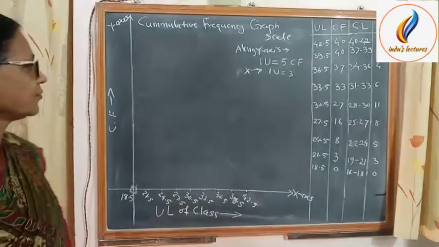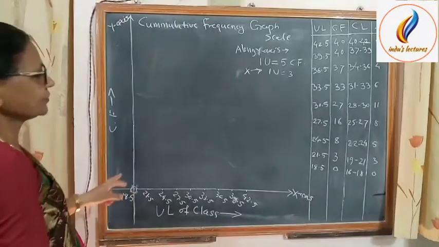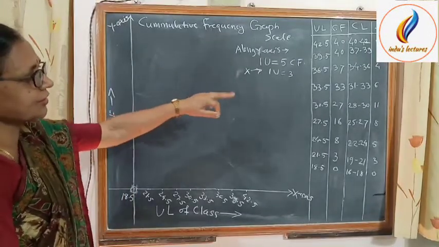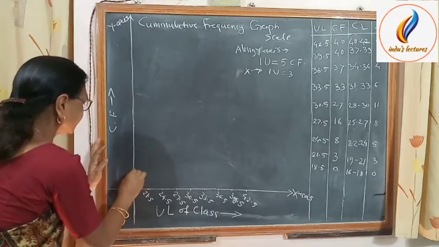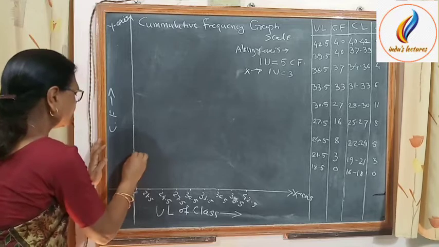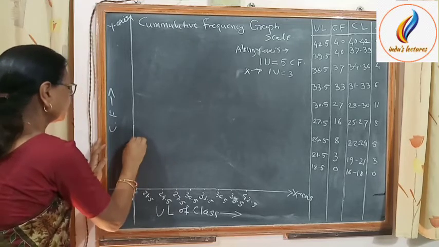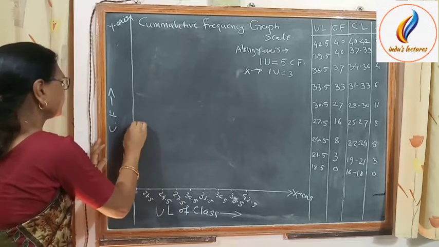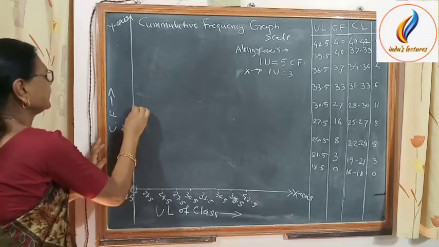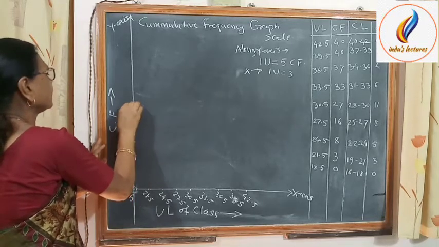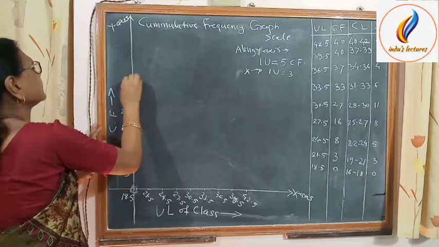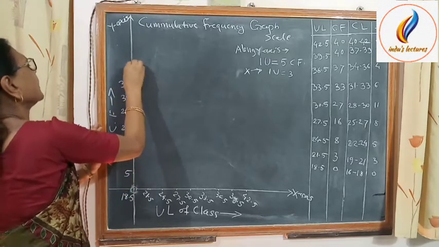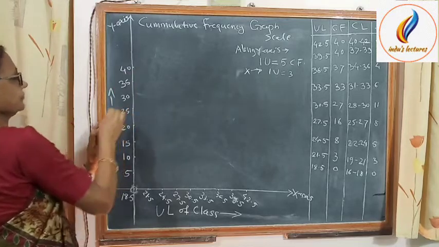Now mark the points along the y-axis. We have decided the scale as 1 unit equal to 5 cumulative frequencies. So take here 5, then 10, 15, 20, 25, then 30, 35, and last is 40.